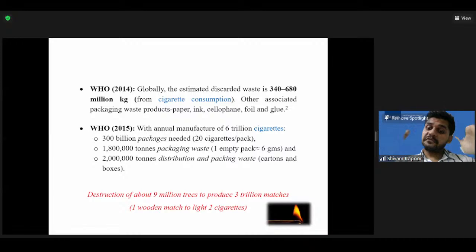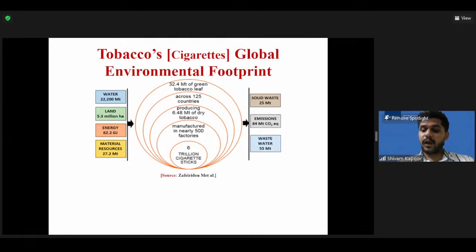The annual manufacture of cigarettes is around 6 trillion, which contributes to nearly 300 billion packages being needed, if we take a pack containing 20 cigarettes. And if we also calculate the number of matchsticks required for 6 trillion cigarettes, supposing that one matchstick can light 2 cigarettes, we need nearly 3 trillion matchsticks, and for that around 9 million trees have to be destroyed just to produce those matchsticks. So you see what kind of burden is contributed now.